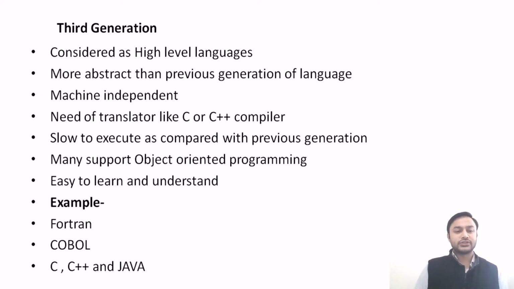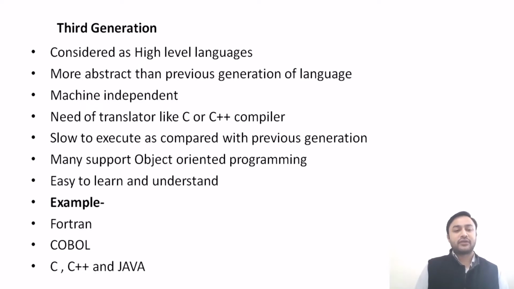The third generation is slow to execute as compared with the previous generation. Why is it slow to execute? Because again, in high level language we need a translator. So some time is needed to translate from high level language into machine language. But in machine language there is no need of a translator. It is directly understandable by the CPU. But high level language is not directly understandable by the CPU or by the computer, but it is directly understandable by the programmer.